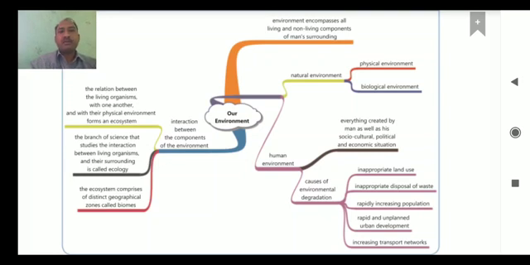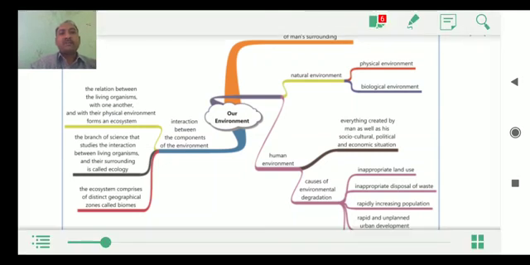Physical environment comprises three important domains of the earth. First, lithosphere, it means land. Second, hydrosphere, it means water. And the third, atmosphere, it means air. Biological environment comprises living organisms such as microbes, microorganisms.